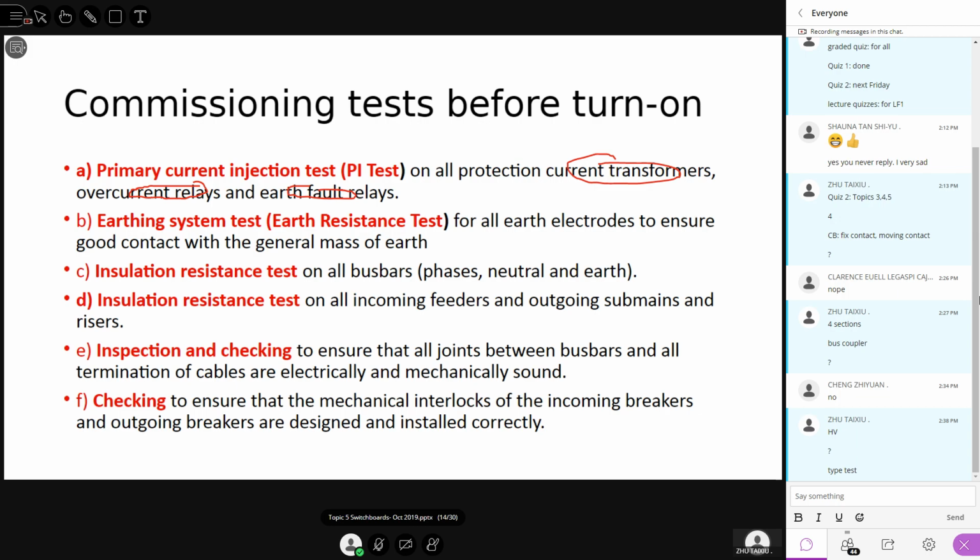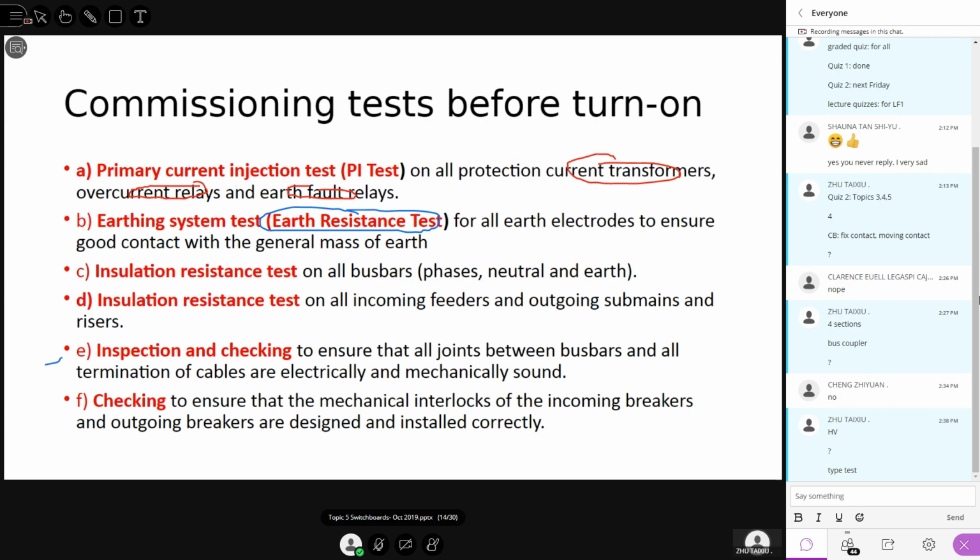Check the earth resistance. Now, it cannot be too large. Basically, it's for all earth electrodes to ensure good contact with the general mass of Earth. So the resistance, there are some standards. The resistance should be less than some number. Okay. Now, insulation resistance test. This one basically is between the phases, including the bus bar, including the cable, outgoing, incoming feeders.